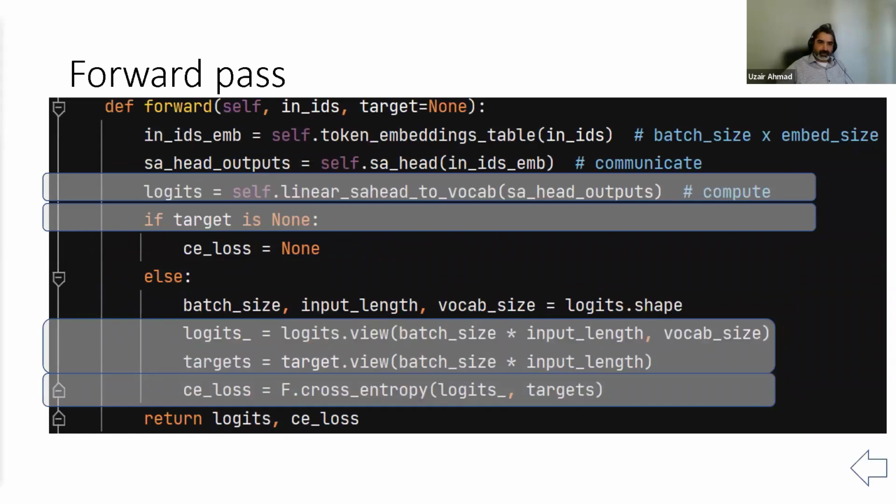Forward pass of our model is called by the fit function maybe 10,000 times. Fit function will prepare one batch of inputs and corresponding target and pass it through this forward method. Corresponding to the input IDs, we fetch the corresponding embeddings from the token embeddings table that we initialized in the beginning. And those embeddings are passed through SA head. Outputs of SA head are taken and given to another network, that is linear SA head to vocabulary network, which gives us the logits.